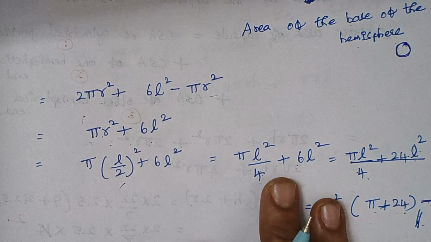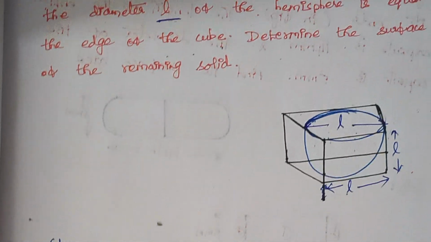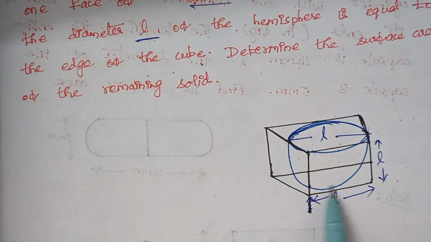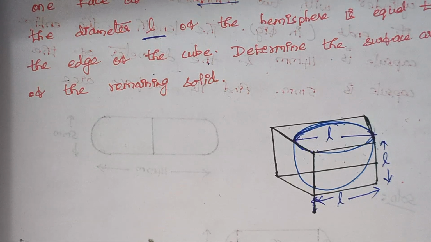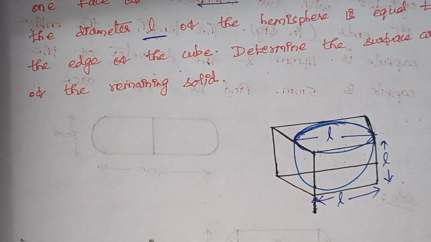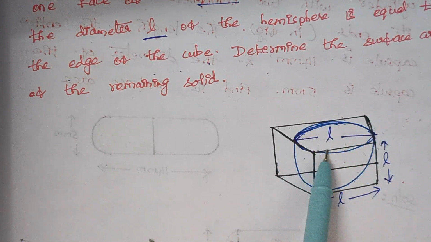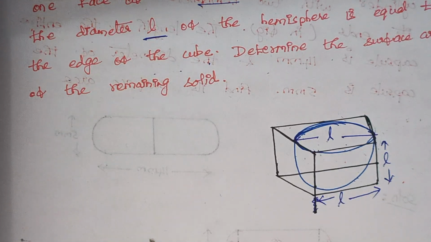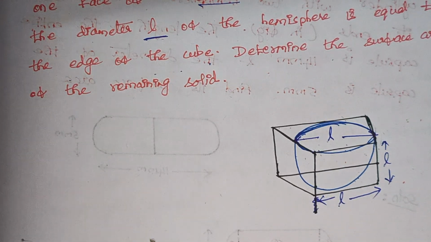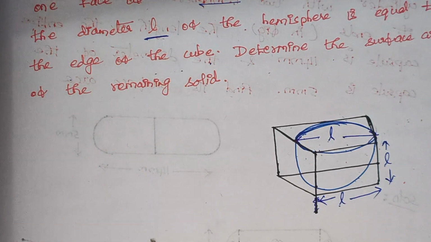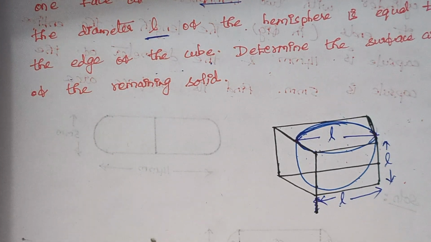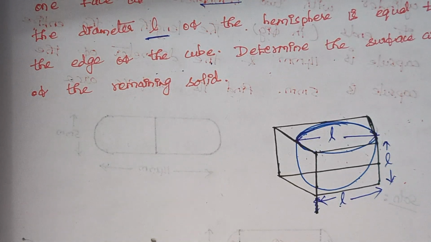Here again, I forgot to tell one thing. Since we are removing this part of the hemisphere, 99% of the students will think you have to find the surface area of the cube and the area of the hemisphere and subtract the area of the hemisphere from the area of the cube. No, that is not the thing. Again I am telling, here we are discussing only the area, not the volume. Only if we are supposed to calculate the volume can we do that.